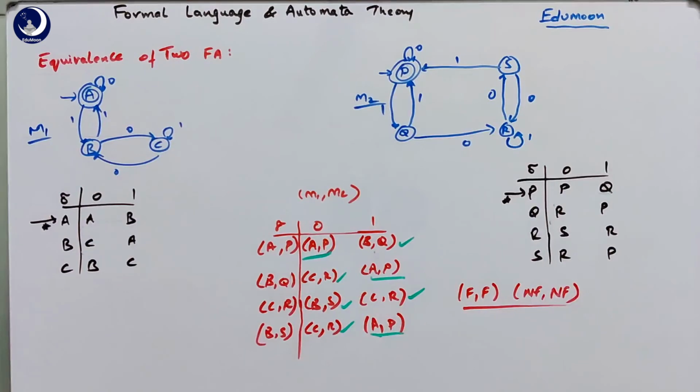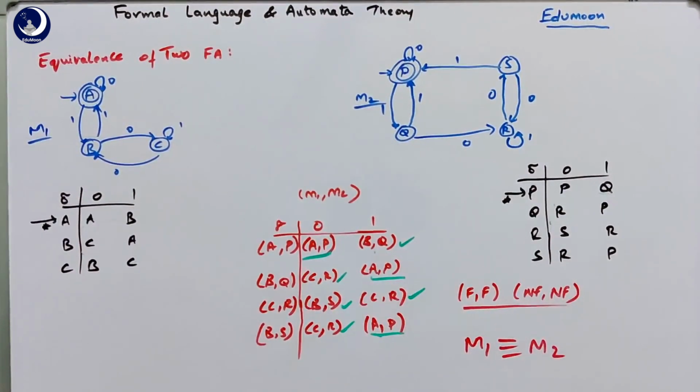If in the pairs that are generated, one of them is a final state and the other one is a non-final state in the different machines, then we conclude that they are not equivalent. But here all the possible combinations that we got are either both final or both non-final. So we can conclude that the machine M1 is equivalent to M2. That is, all the strings generated in a language accepted by machine M1 are also accepted by M2. Therefore we can conclude that machine M1 is equivalent to machine M2.